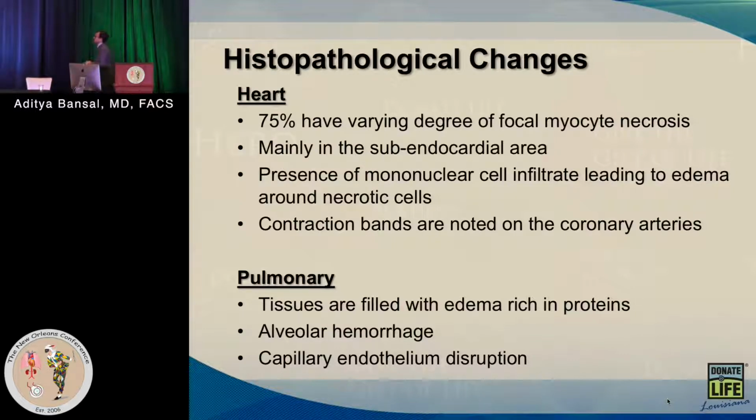If you look at what histopathological changes happen, we looked at all these large animal models, took them back and analyzed them, and 75% of them have varying degrees of focal myocyte necrosis, mostly at the subendocardial areas. There is a presence of mononuclear cell infiltrate leading to edema around the necrotic cells. Contraction bands were noted around the coronary arteries. What happened in the pulmonary circuit? Pulmonary circuit tissues were filled with fluids rich in proteins, with alveolar hemorrhages and disruption of the endothelium.